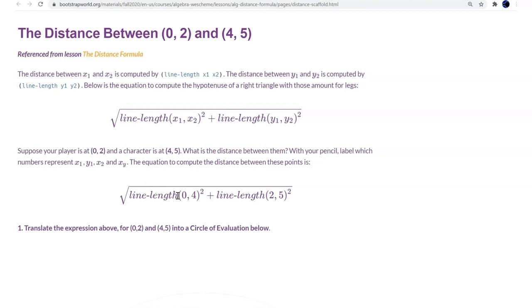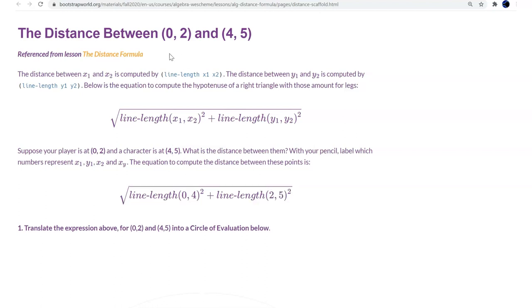So we see where those plug in. Here's x1. It goes in the formula here. What's next? X2. X2 goes in the formula here. Y1 goes in the formula here. And Y2, we see from here, goes in the formula here. So this is all just matching up.